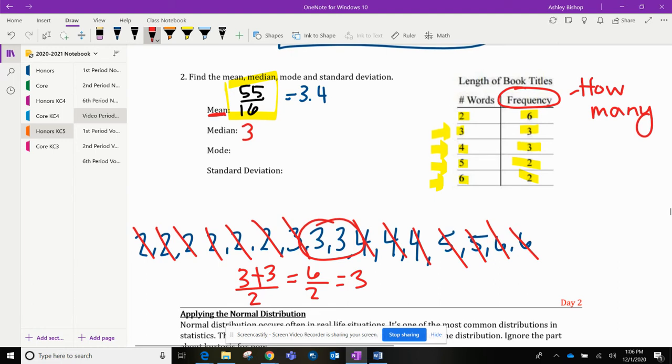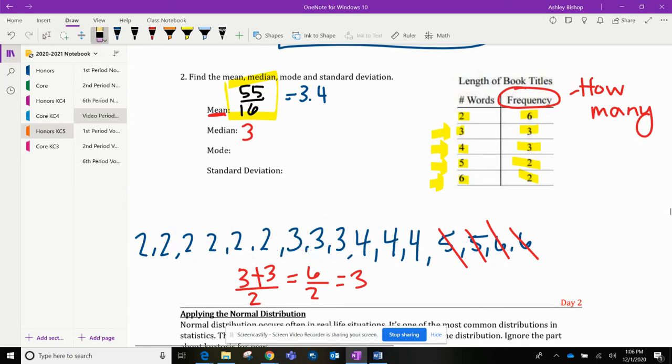So what I am saying to you is if you notice that the two numbers in the middle are the same, then it's just that number. But if, say, these were 3 and 4, you would need to find the average between 3 and 4 by adding them together and dividing by 2. Okay, so that's just a special case when there are two numbers in the middle.